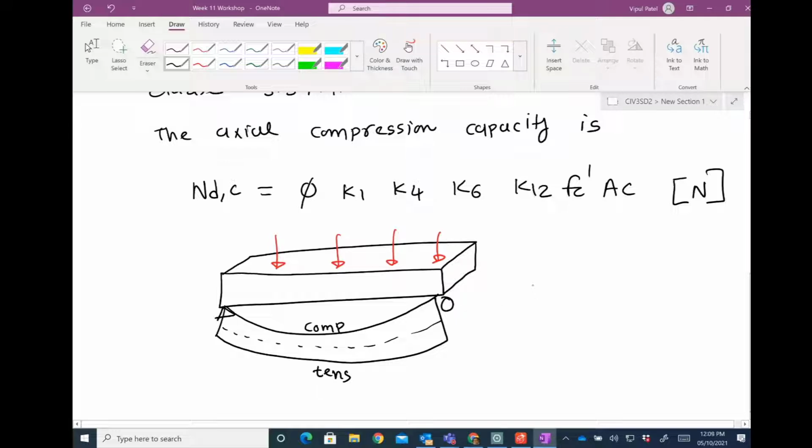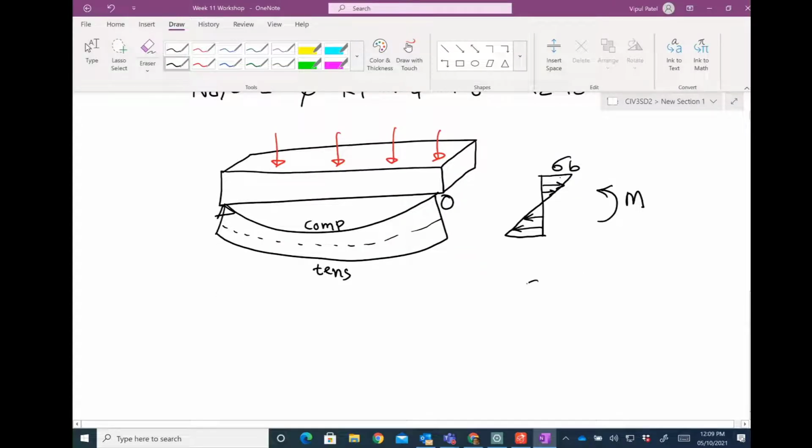Now if I want to know the bending stress, how much stress is applied due to the bending moment M, that bending stress can be found by the moment that you are applying times y over I. So that is the bending stress equation, sigma b.